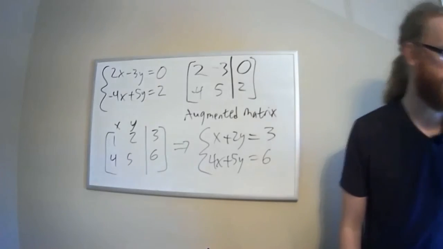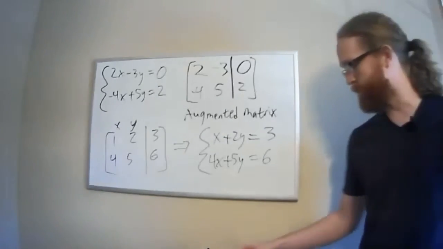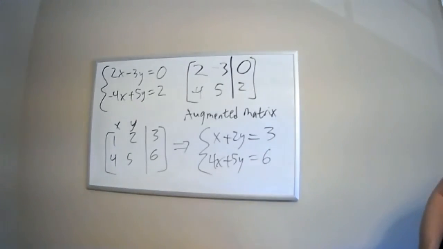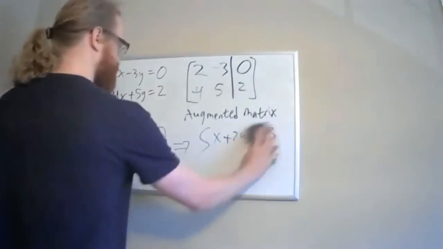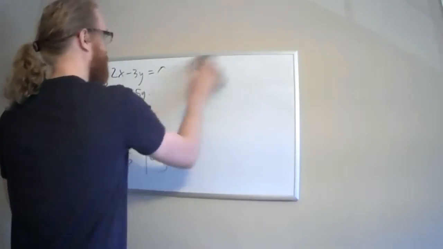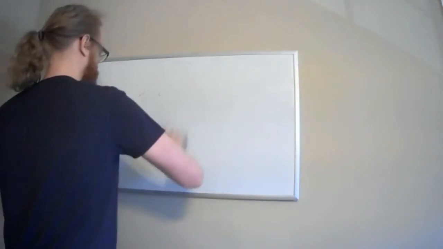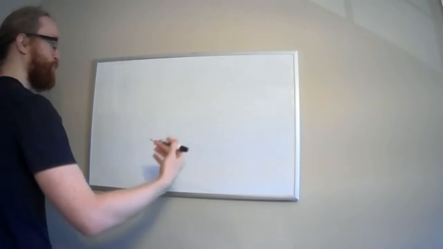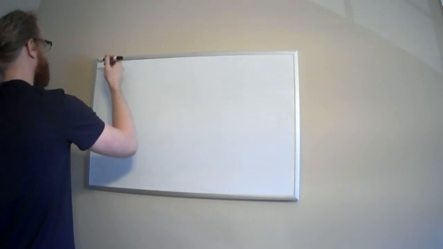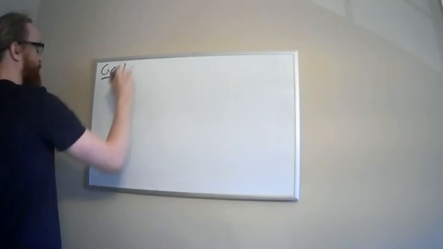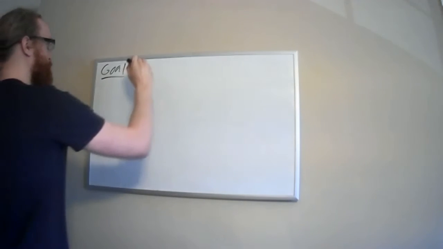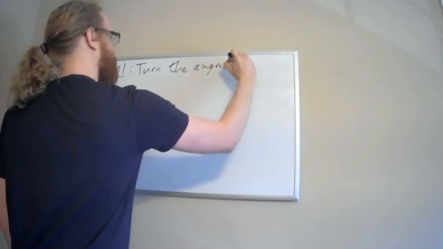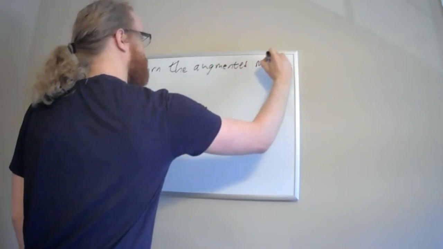Okay, so now that we can do this, what are we going to do with this matrix? Like, why do we want a matrix beyond just encoding it? And here's the idea, and then I'm going to show you sort of how we're going to approach this goal. Here's our goal. I'm going to give you a system of equations. You're going to get an augmented matrix. We're going to turn the augmented matrix into a simpler one.